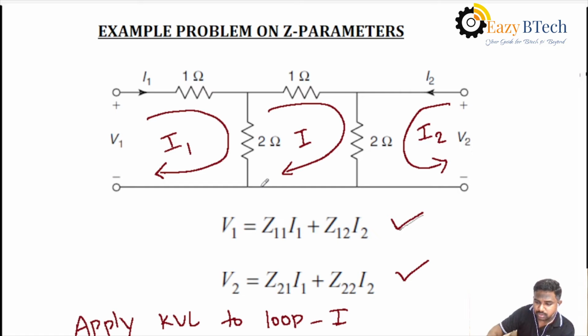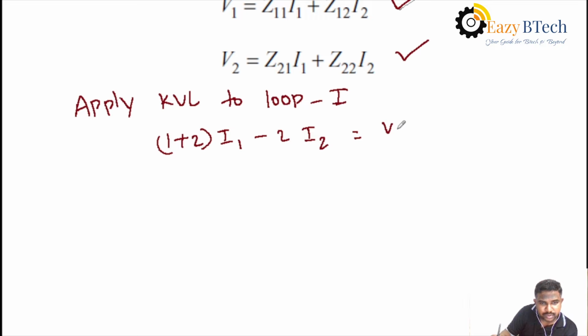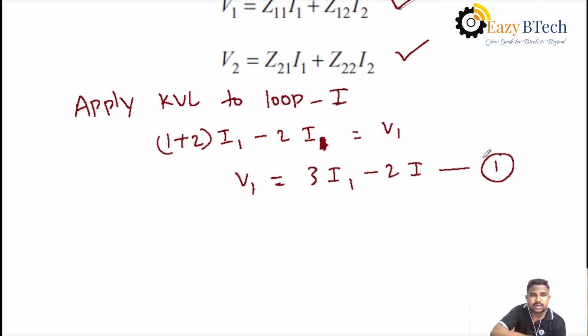That is, you have to write down the equation: V1 equal to (1 plus 2) into I1 minus 2 into I, not I2, because the second loop current we have taken as I. That is, 3I1 minus 2 into I. Consider this as equation 1.